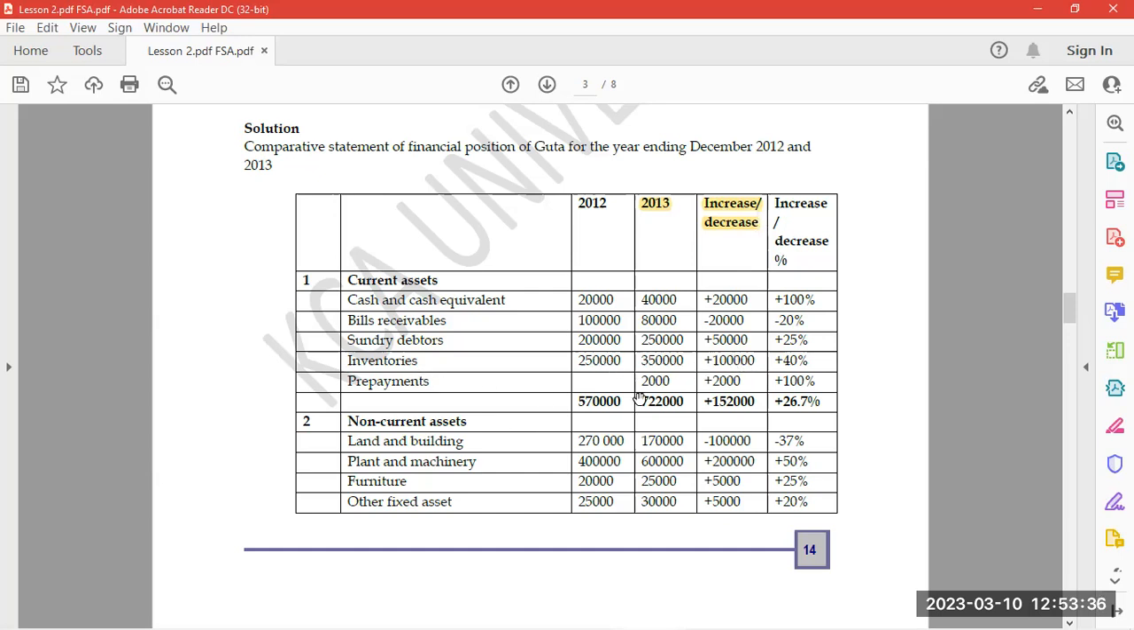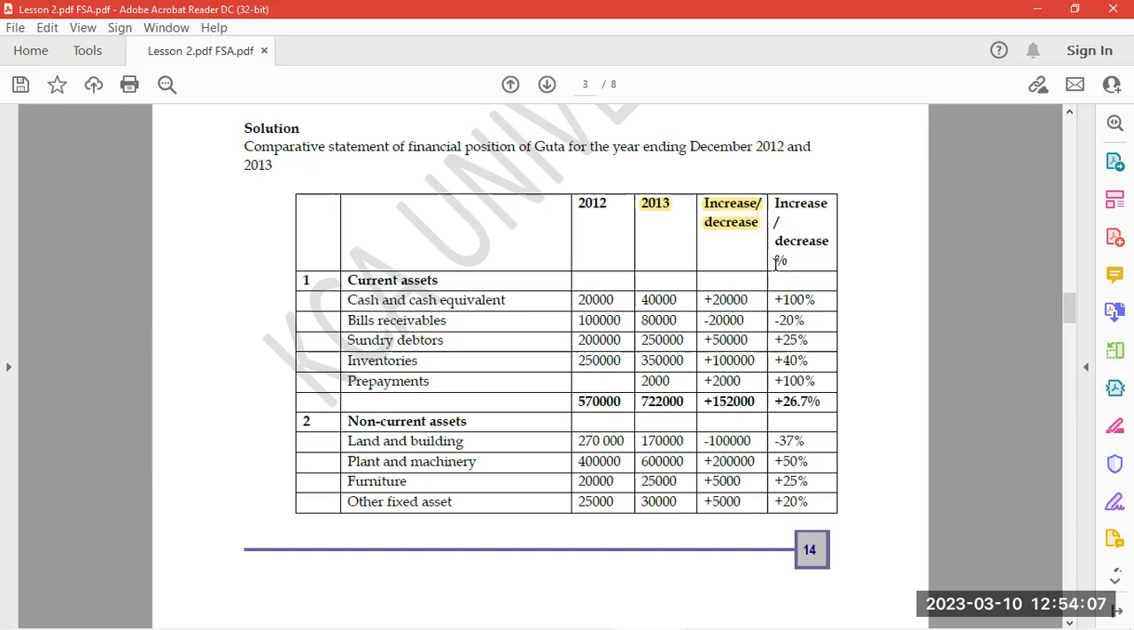In prepayments, here in 2012 we don't have anything. So meaning in 2012 prepayment is 0. Then in 2013, which is our current year, it is 2,000. So if you get the difference, you are going to get 2,000 as an increase. So in this column, we are going to have only bills receivable as a decreased figure.